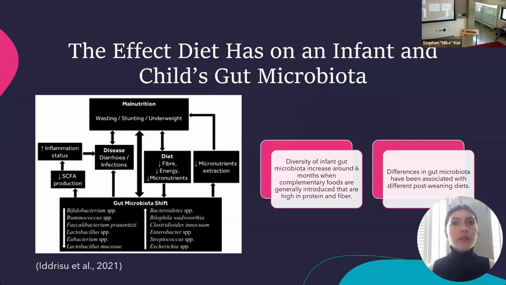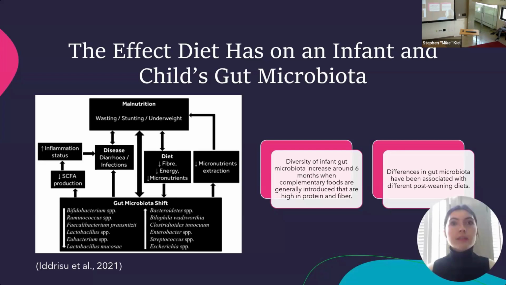Furthermore, later in life, an infant and child's gut microbiota are impacted by their diet. At around 6 months of age, there's an increase in the diversity of an infant's gut microbiota related to when complementary foods are introduced. These foods are often high in protein and fiber. Differences in one's gut microbiota are associated with different post-weaning diets.